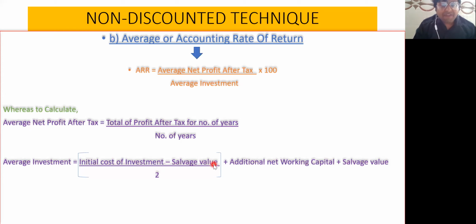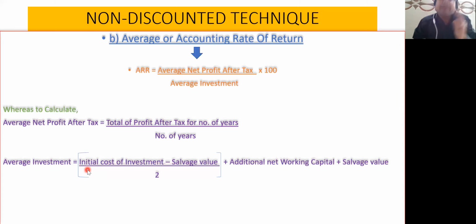What is average investment? Formula for average investment is what, bacha? Average investment is equal to initial cost of investment. Remember it. Right? Divided by, that is normal. If you want to find out the average, that is divided by 2. But before that, initial cost of investment minus scrap value, that is salvage value, divided by 2, right? Then what do you have to do after calculating this? Add additional net working capital. If it is given in the question, then it will be added. And plus salvage value, right? If you have deducted salvage value here, after that, you have to add it back. So this is the average investment formula.